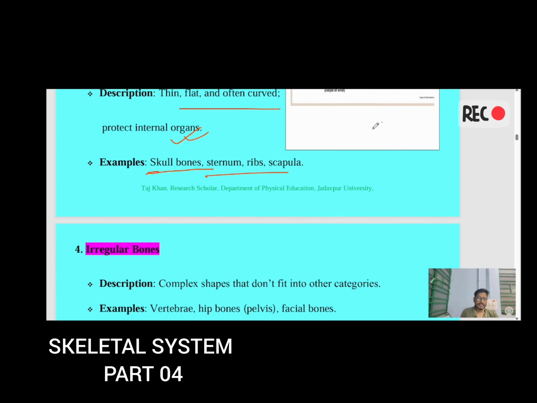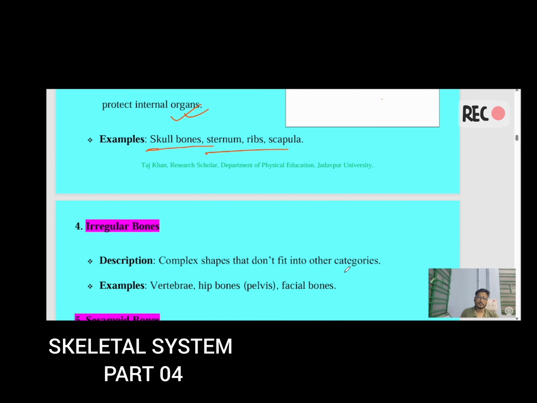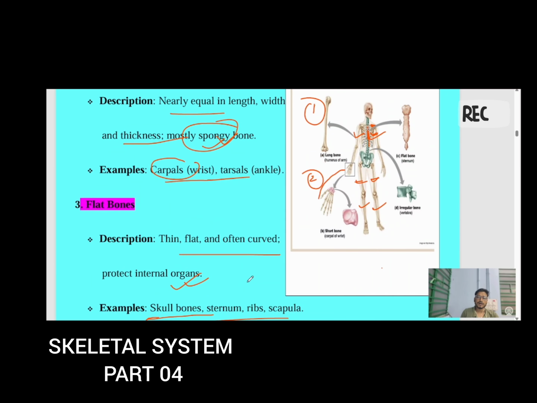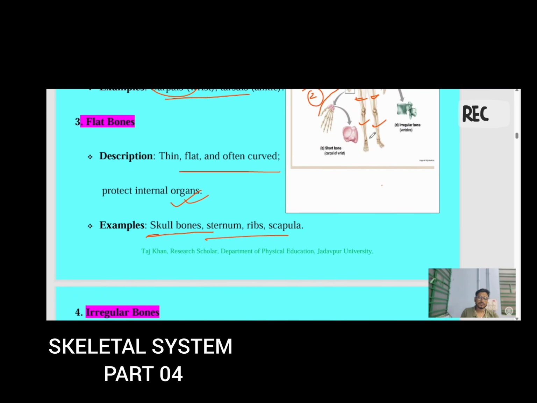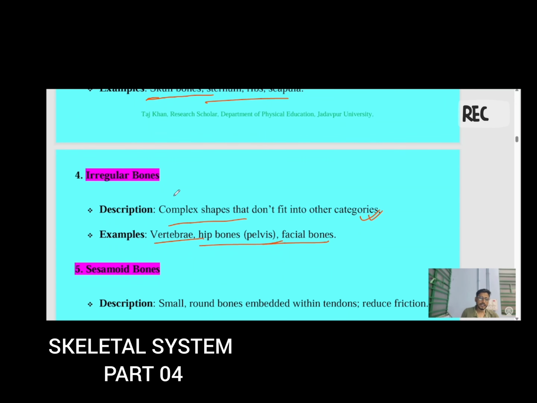Irregular bones have complex shapes and don't fit into the other categories. Irregular bones are like the vertebrae, hip bone and facial bones. We have a total of 26 vertebrae as an adult: cervical, thoracic, lumbar, sacral and coccyx.